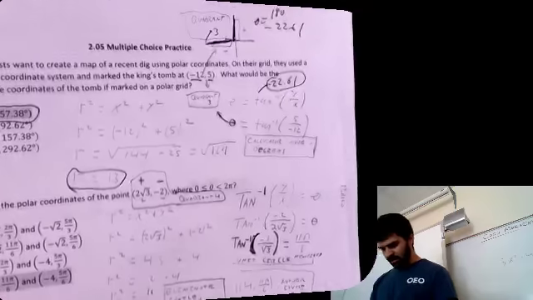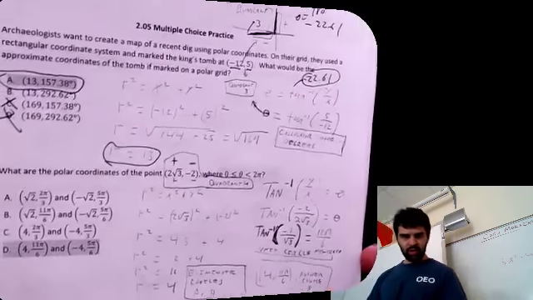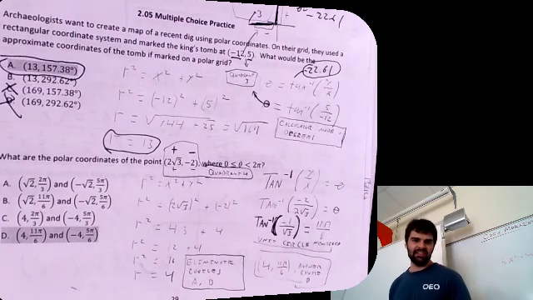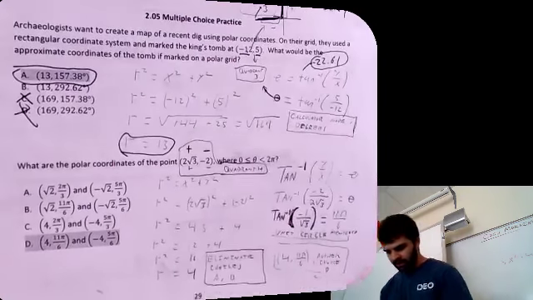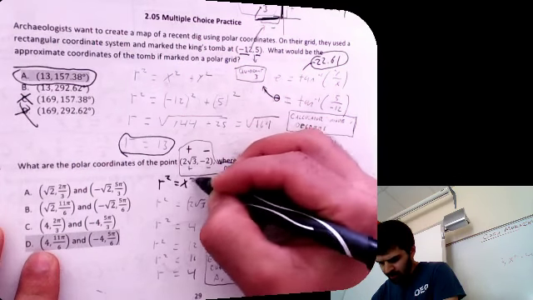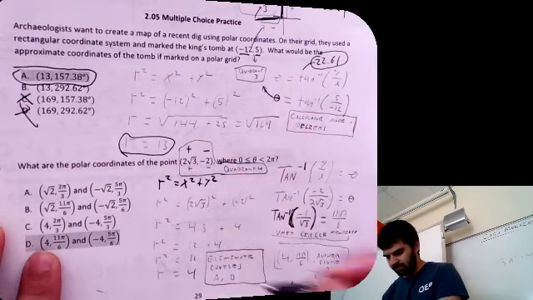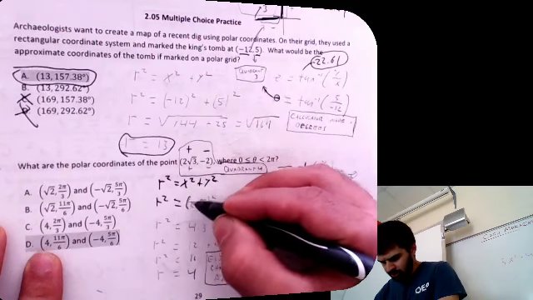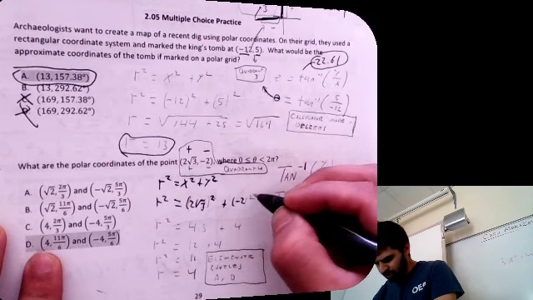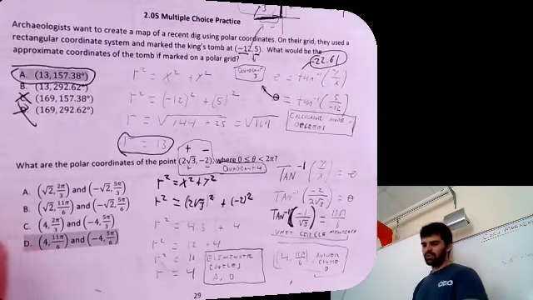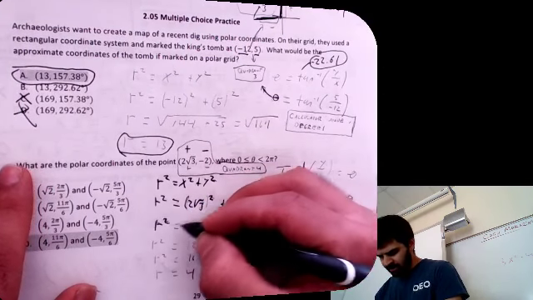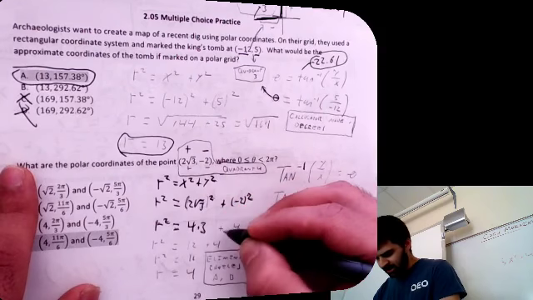All right. Number 2. What are the polar coordinates of the point (2 root 3, negative 2), where 0 is less than theta is less than 2 pi? Well, let's start the problem. r squared is equal to x squared plus y squared. So r squared is equal to (2 root 3) squared plus (negative 2) squared. And I have a request for vector problems, so after this problem, I'm going to go to the vector problems. r squared is equal to 4 times 3 plus 4.